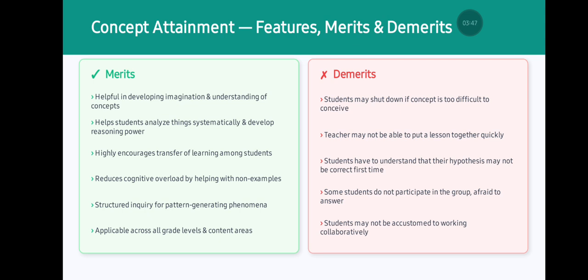We'll go through demerits. That is, students may shut down if the concept is too difficult or too complex. Teacher may not be able to put a lesson together quickly. Students have to understand that their hypothesis may not be correct the first time. Some students do not participate in the group, afraid to answer. Students may not be accustomed to working collaboratively.